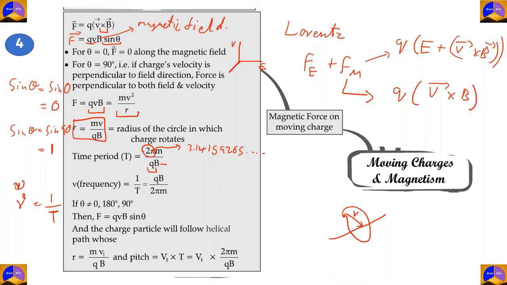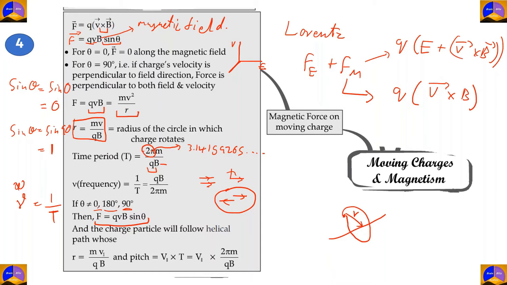If theta is not equal to 0 degrees or 180 degrees or 90 degrees, then the force would be equal to QVB sine theta. That means if it's 0, then it's parallel. If it's 90, it's perpendicular. And if it's 180, it becomes antiparallel. So if these three cases are not present, then the general formula of force due to a moving charge will be F is equal to QVB sine theta.